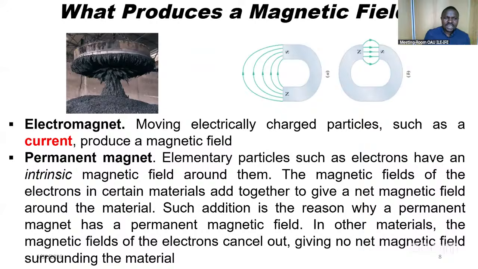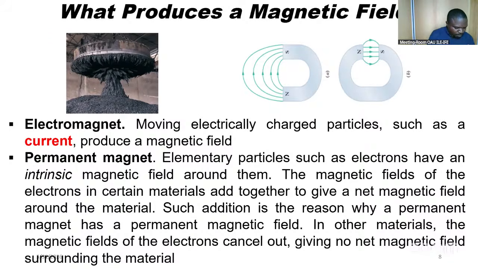So we have said something earlier. We said what produces a magnetic field. We made mention of moving electric charge particles, such as current, producing a magnetic field. We also mentioned electrons have an intrinsic magnetic field, which also produces a magnet.